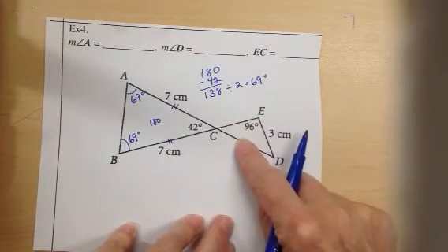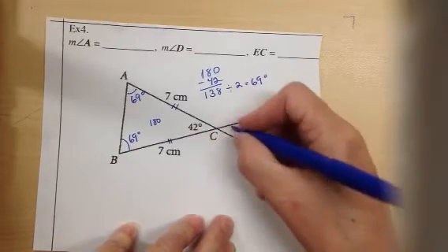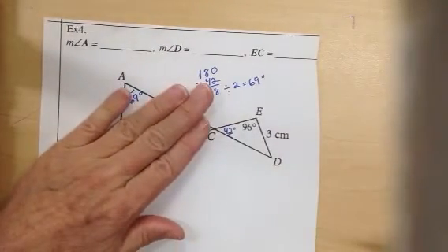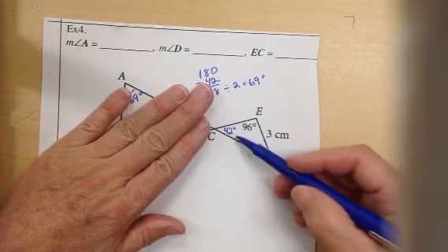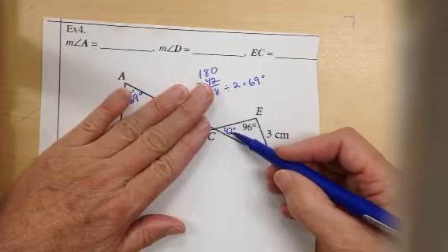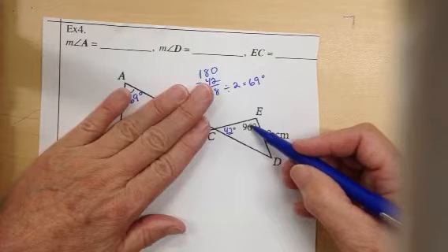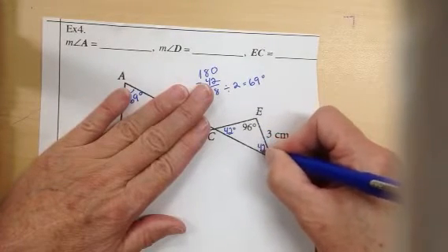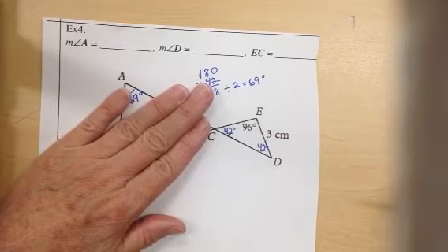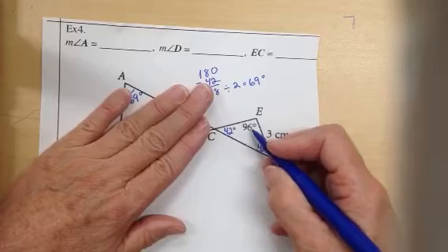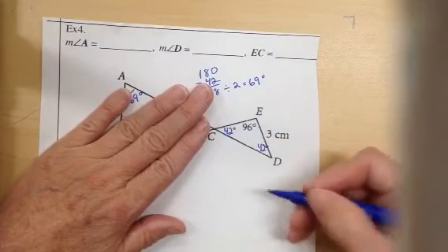So if I come over here, I have vertical angles going on here. So this is a 42-degree angle. Again, I'm just looking at this triangle here. I also know that these all have to add up to 180. So 42 plus 96 is 138. And 180 minus 138 is 42. So this is also a 42-degree angle.